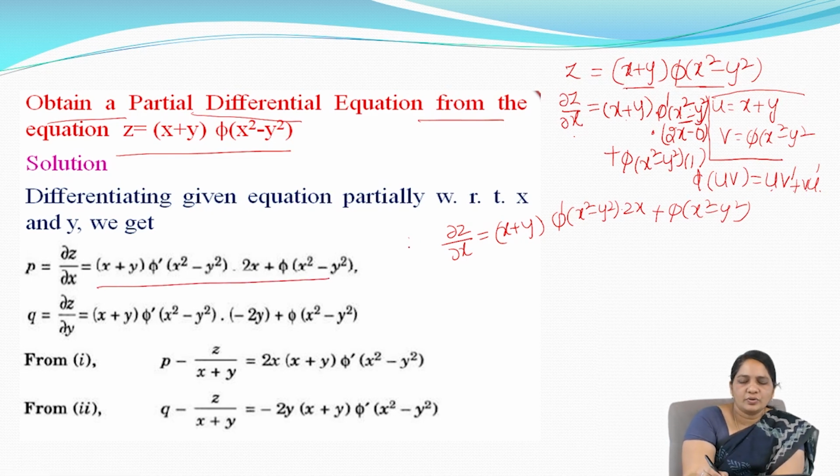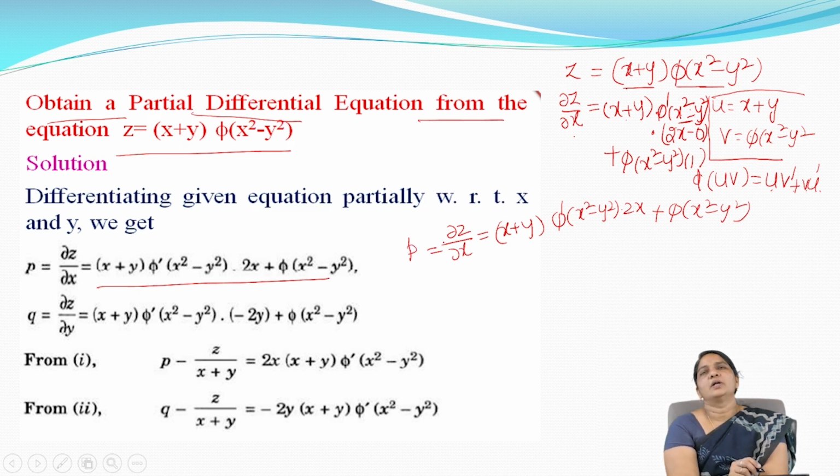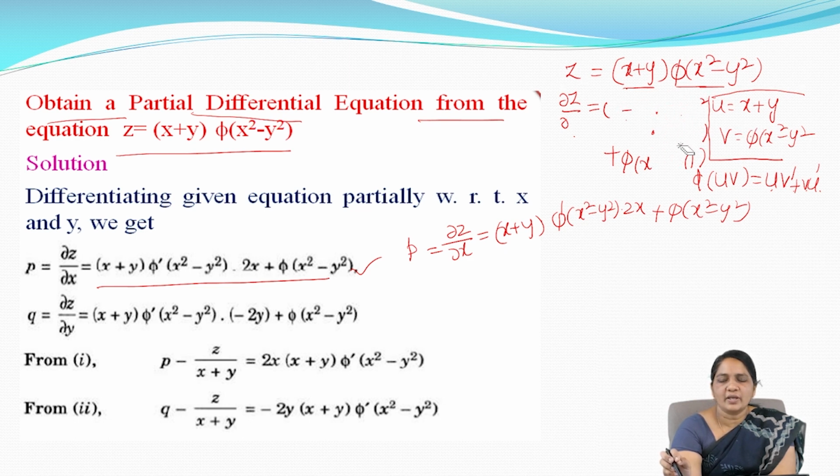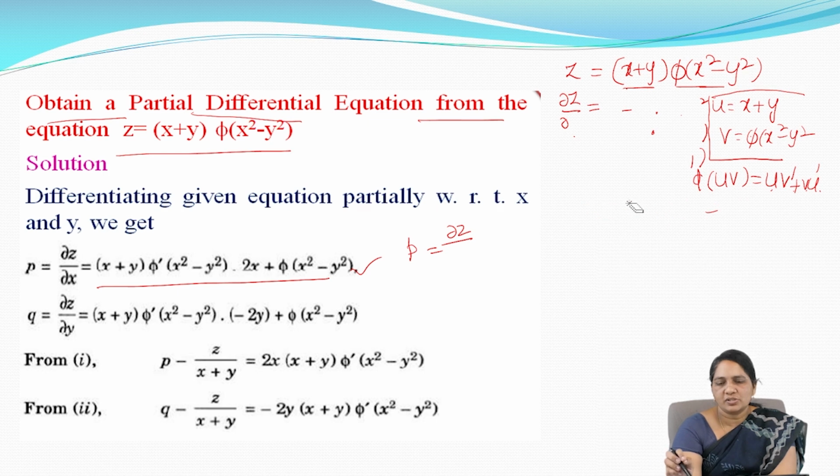We already know the notation: p is denoted by ∂z/∂x. So this is our first equation, done with respect to x. Now I am going to do with respect to y, using the same formula. When we are doing with respect to y, x is treated as constant. The same form we can observe here: u equal to x plus y and v equal to phi of x square minus y square.